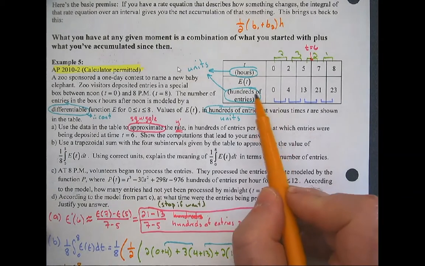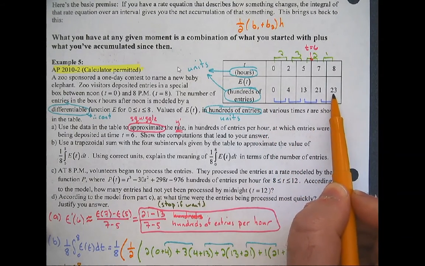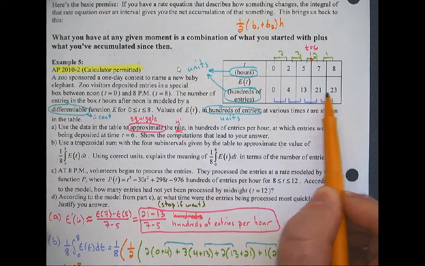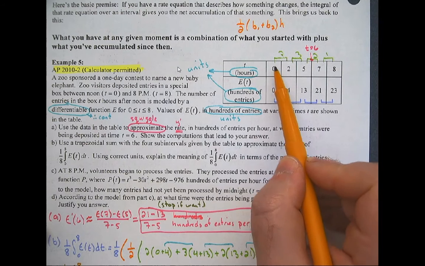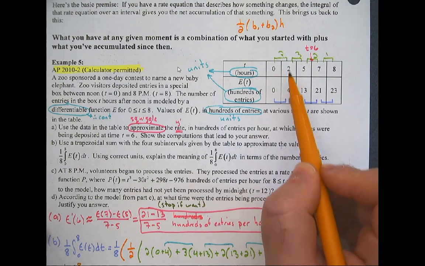If I add up all these numbers, right, 2,300, what does that mean? That at the end of the 8 hours, there were 2,300 entries in the box. Let's talk a little bit more about that. At time 0, there were no entries. At time 2, there were 4 entries.